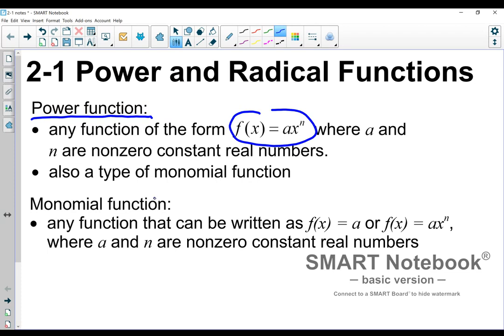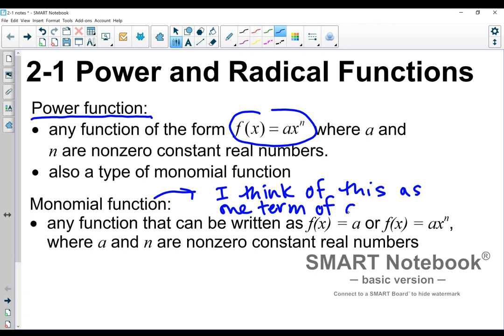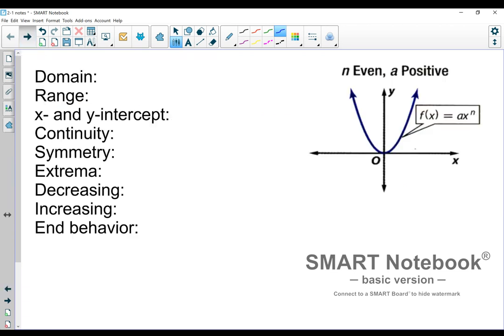So I think of a monomial as one term of a polynomial. So we're not looking at that entire polynomial function. We're just looking at a little piece of it. So we're only looking at x being raised to a power, and then of course there's a coefficient. So we're going to look at a bunch of different graphs, and we're just going to analyze those.